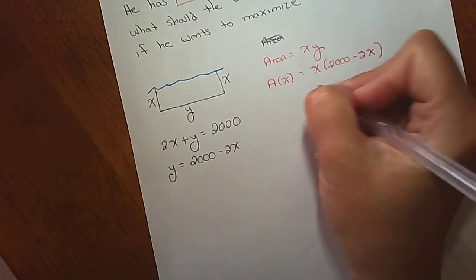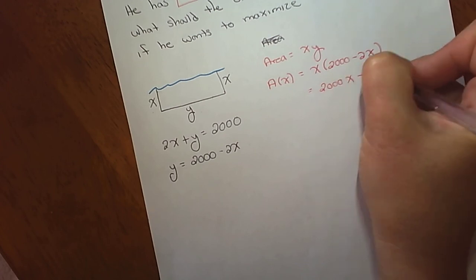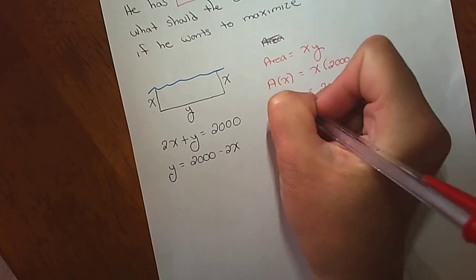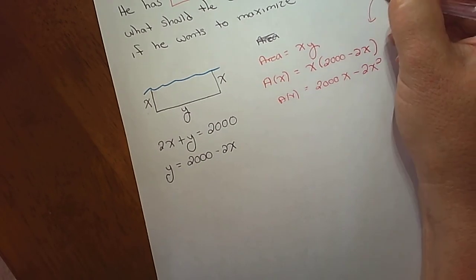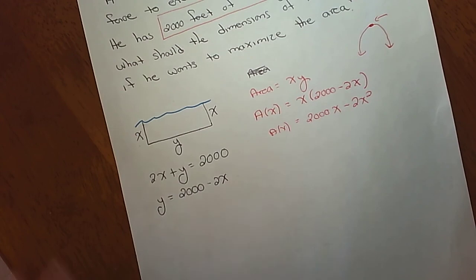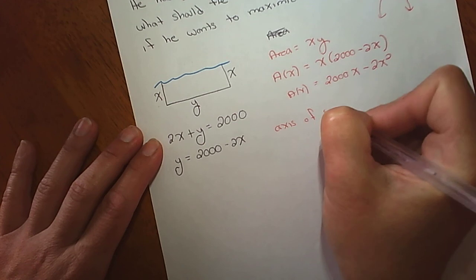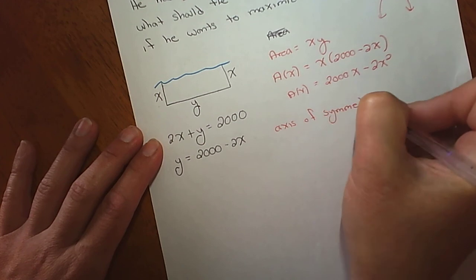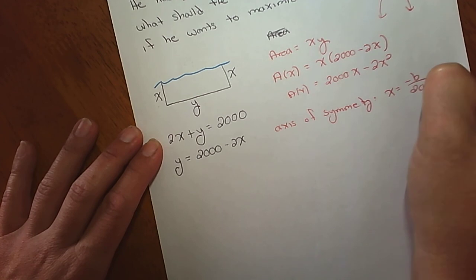What I was hoping you guys noticed is that this was 2,000x minus 2x squared, right? Which would make it a sad face parabola. So the maximum right there, we could get by using the axis of symmetry, which should be on your formula sheet, which is x equals negative b over 2a.